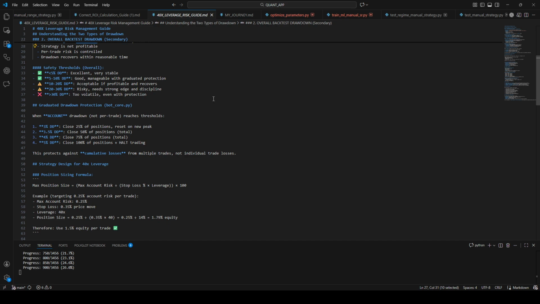Over 30% is too volatile, even with protection. And guys, before I even started with backtesting, my first backtests were, whoa, major drawdowns of 100, even more.